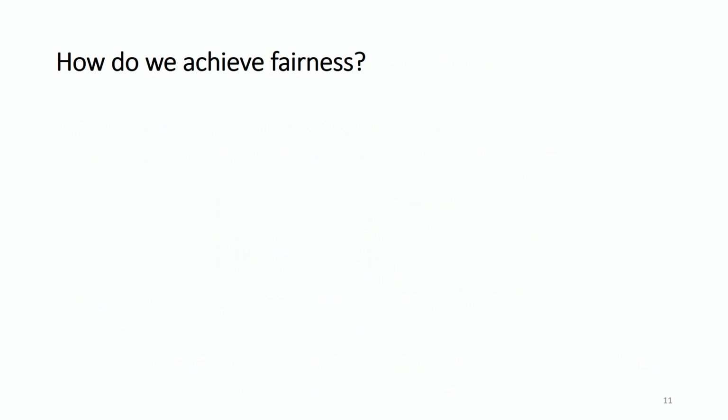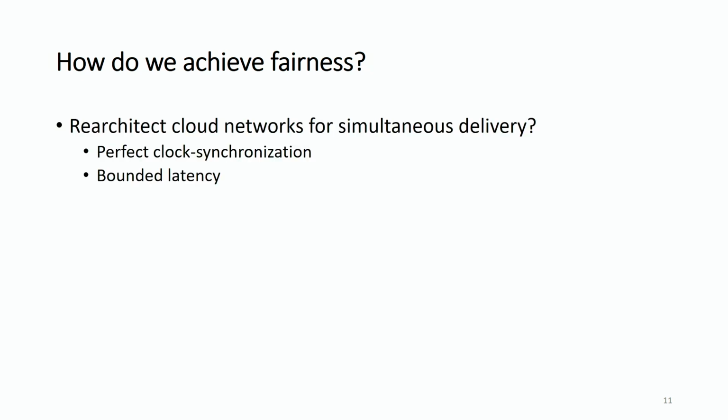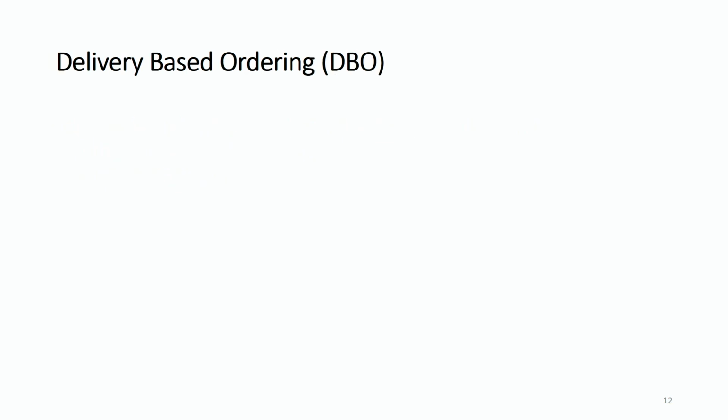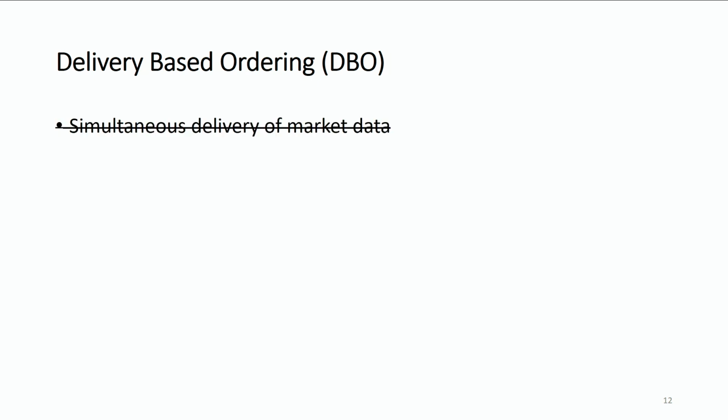So, given these challenges, what do we do? One solution is that to achieve simultaneous delivery of data, we can re-architect our clouds to provide both perfect clock synchronization and bounded latency. In this talk, we will not re-architect the cloud. Our solution, delivery-based ordering or DBO, takes a fundamentally different approach to achieve fairness in the existing cloud. In DBO, we don't try to achieve simultaneous delivery. Instead, we achieve fairness by correcting for latency differences in delivery of market data.